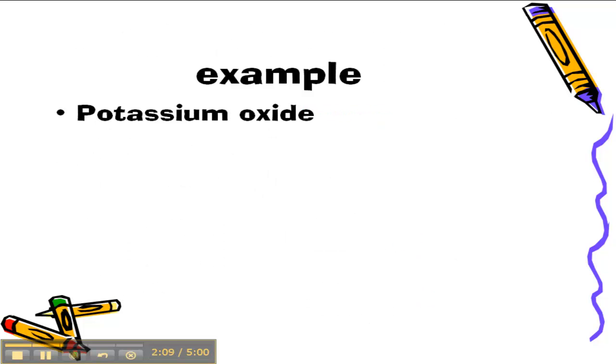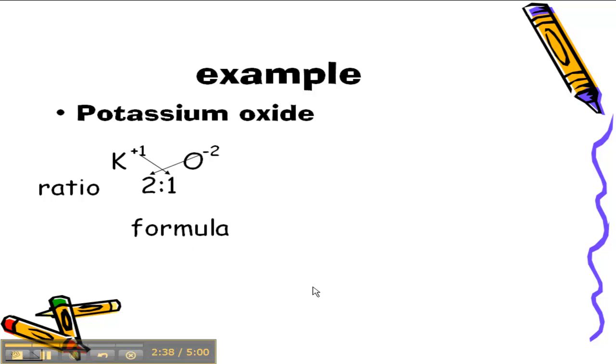Potassium oxide. The first thing we need to do is look at potassium on the periodic table. That's an alkali metal in the first column, so it's going to have a +1 charge. Oxide is oxygen. That's a chalcogen, so it's going to have a -2 charge. Now to get the ratio, we're going to flip those. So our ratio becomes 2 to 1. The 2 came from the charge of our oxygen. The 1 comes from the charge of potassium. So our formula is K2O.